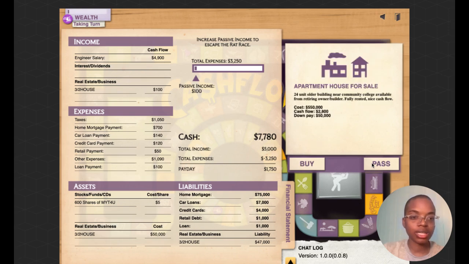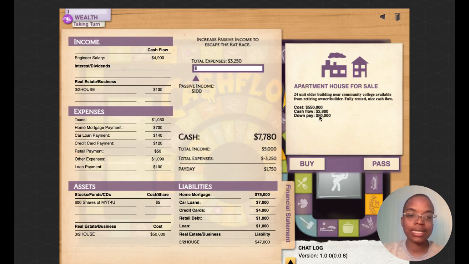Let's see what a big deal looks like. Woo-wee! Okay. Apartment house for sale. So there's a 24-unit older building near a community college available from retiring owner. Fully rented, nice cash flow. So wow. Down payment is $50,000, right? With a $2,800 cash flow and $550,000 asset right there. So that's really nice.